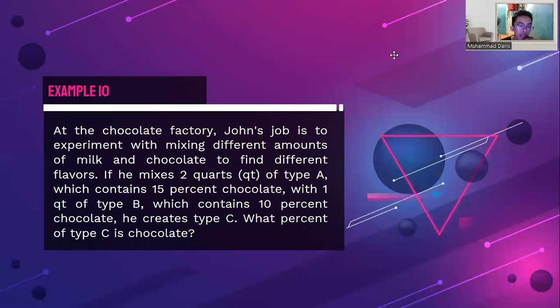Example 10. At the chocolate factory, John's job is to experiment with mixing different amounts of milk and chocolate to find different flavors. If you mix 2 quarts of type A, which contains 15% chocolate, with 1 quart of type B, which contains 10% chocolate, he creates type C. What percent of type C is chocolate?